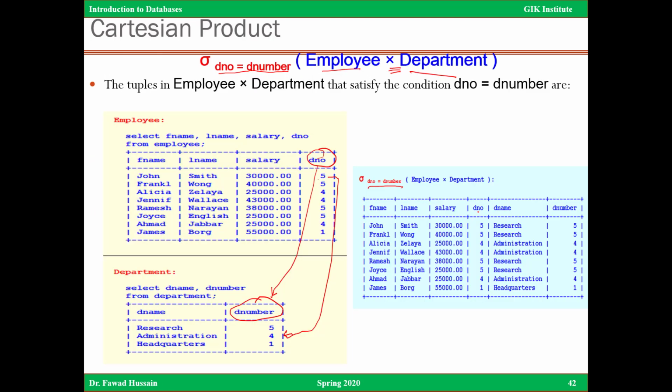However, let me emphasize here that these two have different names, but even if they had a similar name, they are still going to be repeated. Since the degree of a Cartesian product is 1, 2, 3, 4, so 4 columns here and 1, 2 columns here, there are going to be 6 columns, even if this was also called D number. Even then we are going to have a repetition of this. If you want to avoid that, you have to use the projection operator.